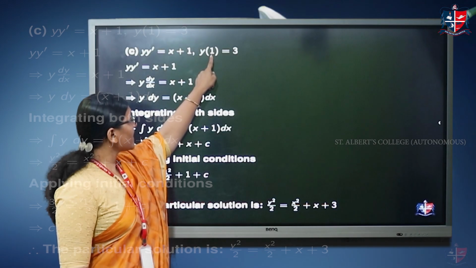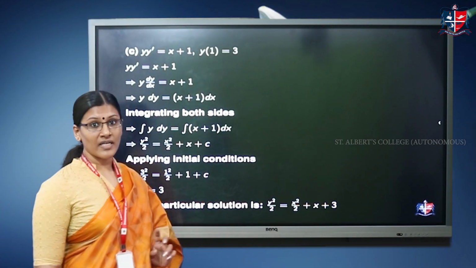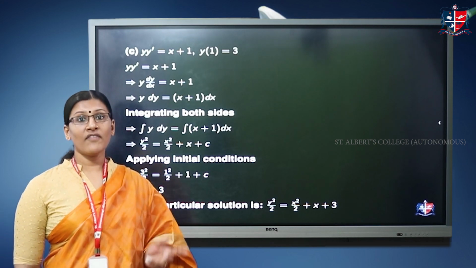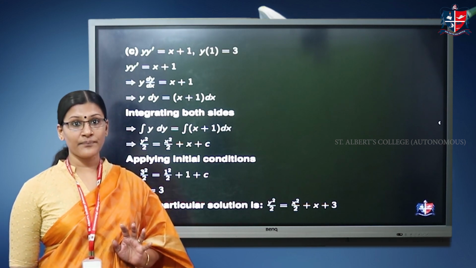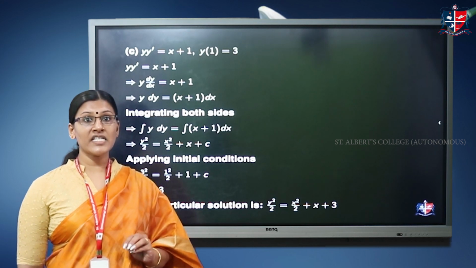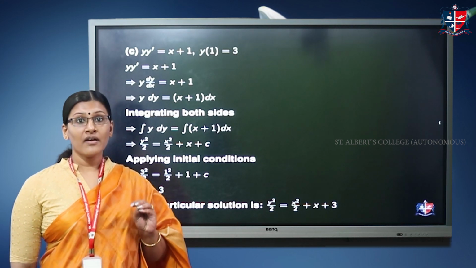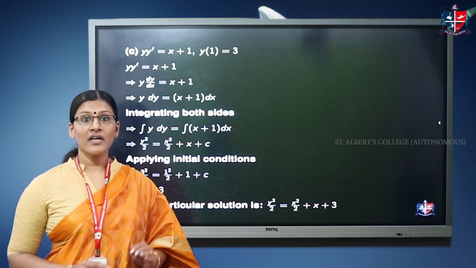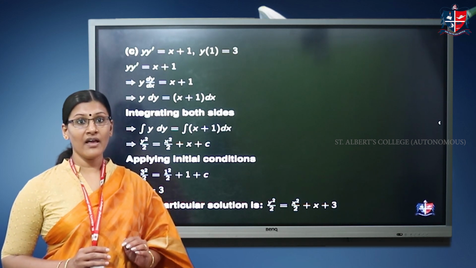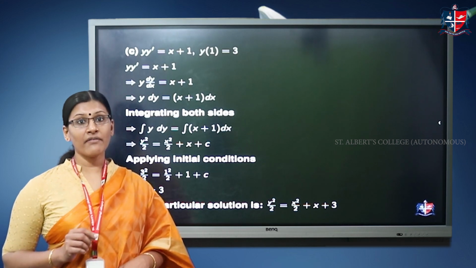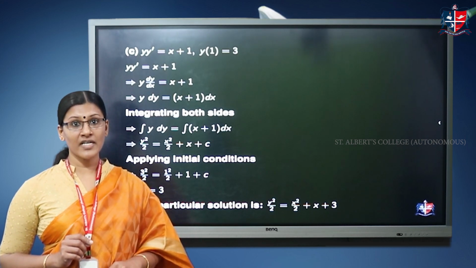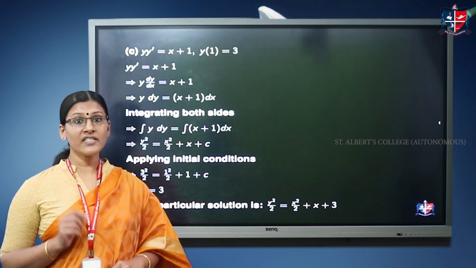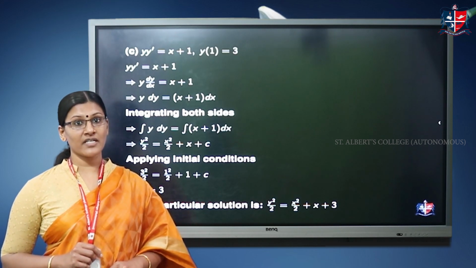This means when x equal to 1, y equal to 3. That is, when the value of x is 1, the value of y will become 3. That is the initial condition. Usually this initial condition will be used to find the value of the constant of integration. So first we will solve the ordinary differential equation given. In that solution we will be having an arbitrary constant of integration. Then we will use the initial values to find the value of that arbitrary constant of integration.